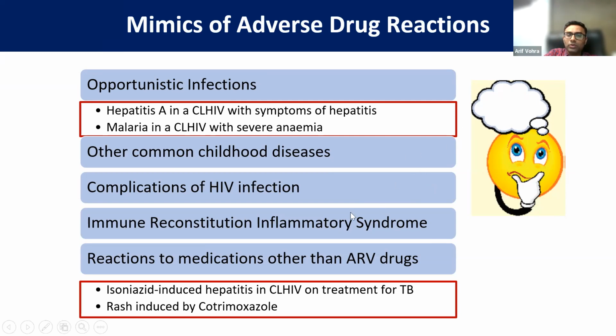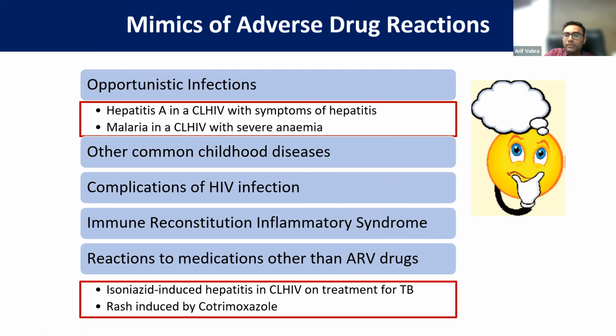It may be IRIS, immune reconstitution inflammatory syndrome, because of a strong immunity. Now the child is developing a certain disease, and it may be because of a reaction to some ART, ARV drugs. So always look for it. It may be because of some infections which the child may normally harbor, even if it is HIV negative.